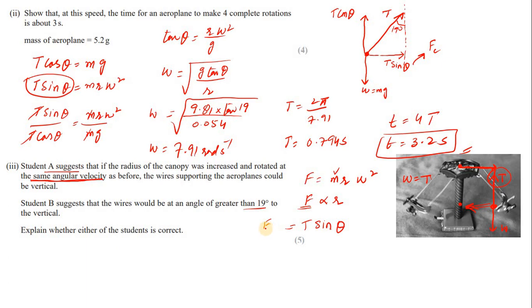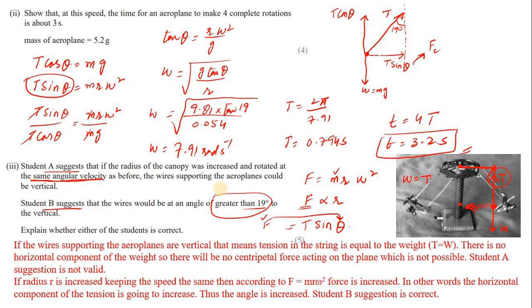And clearly, if radius is increased, F is increasing, and F depends upon the theta. So theta must be increased. So student B's suggestion is correct. If radius is increased, then the angle will be more than 19 degree. So this is how you can incorporate all these comments, all these points. Remember, you can use this or you can reframe in your own words.